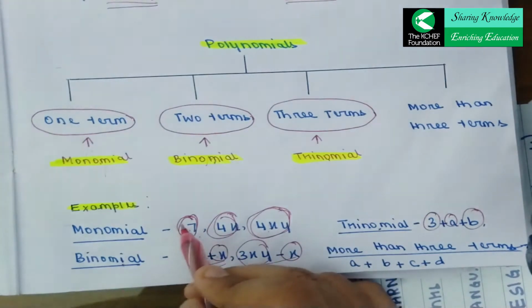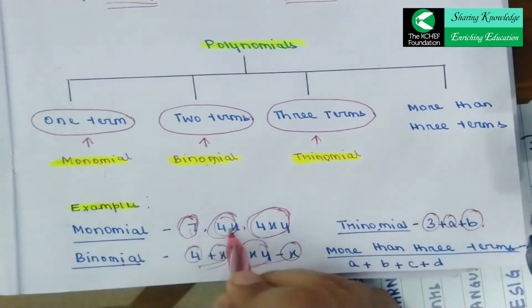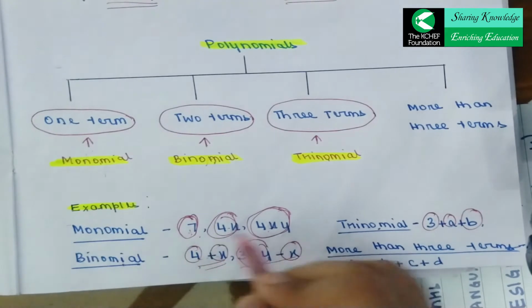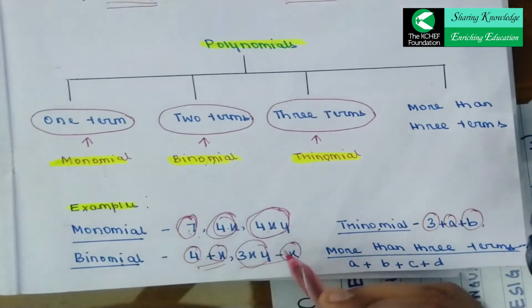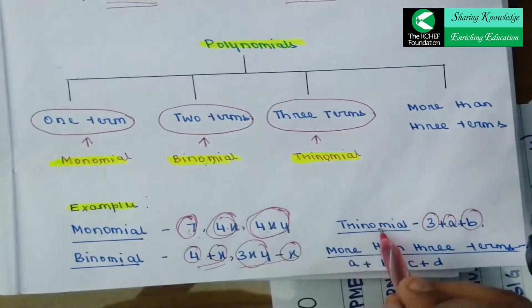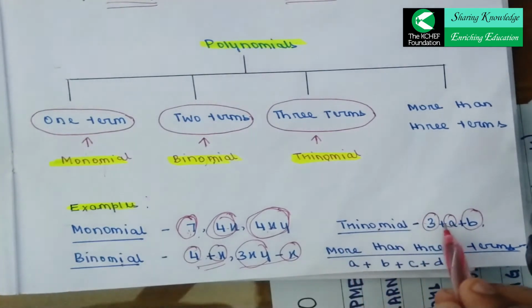Examples of monomial are 7, 4x and 4xy, because each consists of only one term. An example of binomial is 4 + x, because it consists of 4 and x. Another is 3xy - x, where 3xy and x are the two terms. Trinomial: 3 + a + b, here the three terms are 3, a and b.